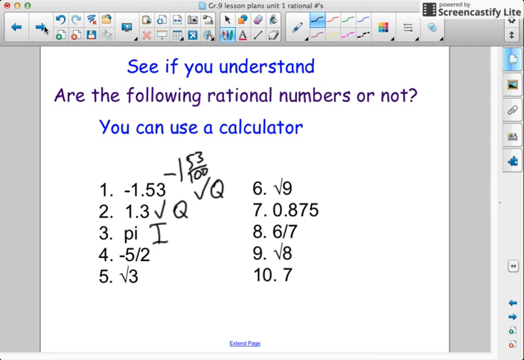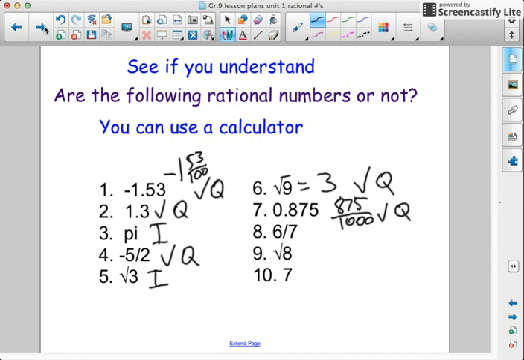Okay, negative 5 over 2, it's already a fraction with whole numbers on top and bottom, so that one's rational. The square root of 3 does not have an exact answer. It's an estimation, so that one is irrational. The square root of 9 is equal to just 3 wholes, so that one's rational. So we'll say that one's Q. 0.875, well, you could write it 875 over 1,000, so that one's rational. 6 over 7, that one is a fraction, so that's rational.